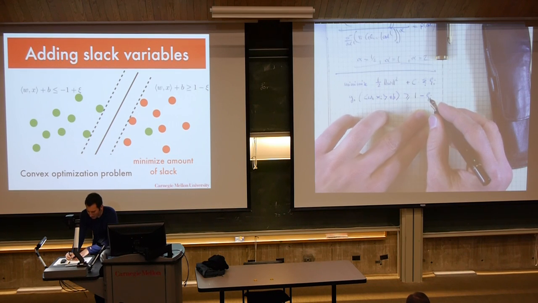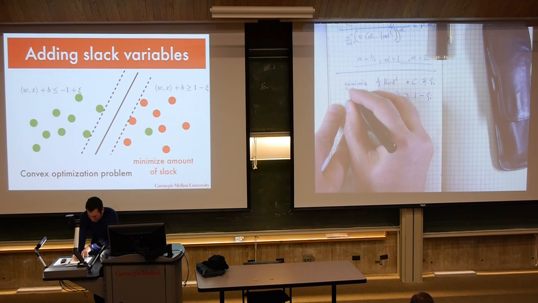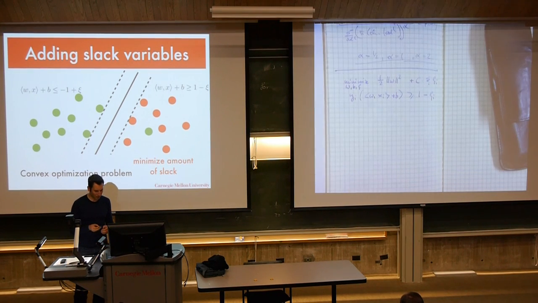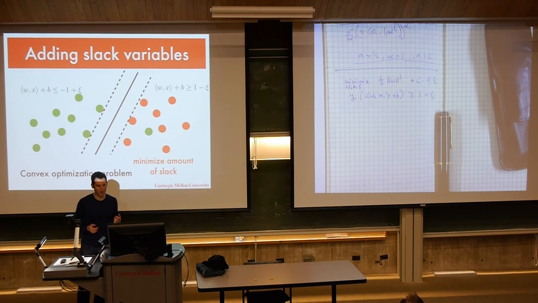Okay? And now, of course, I need to optimize not just over the W's and B's anymore, but I optimize over W, B, and psi. Before we look at the optimization problem in more detail, why a different psi i for each xi, yi pair, right? Any suggestions why this might be a good idea? Some dimensions may be narrower than others.